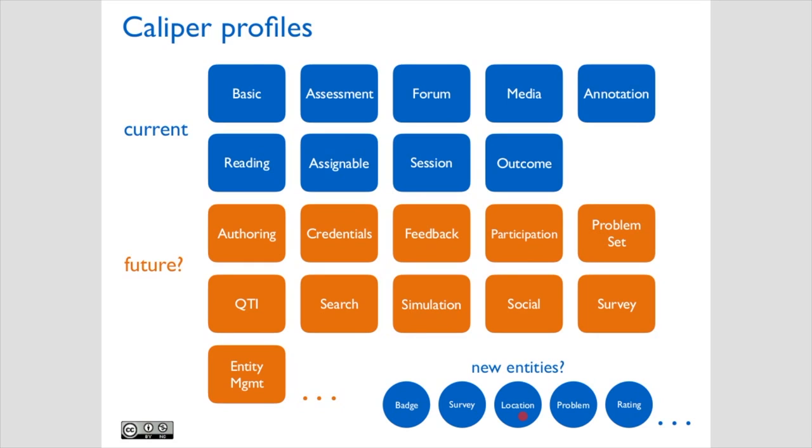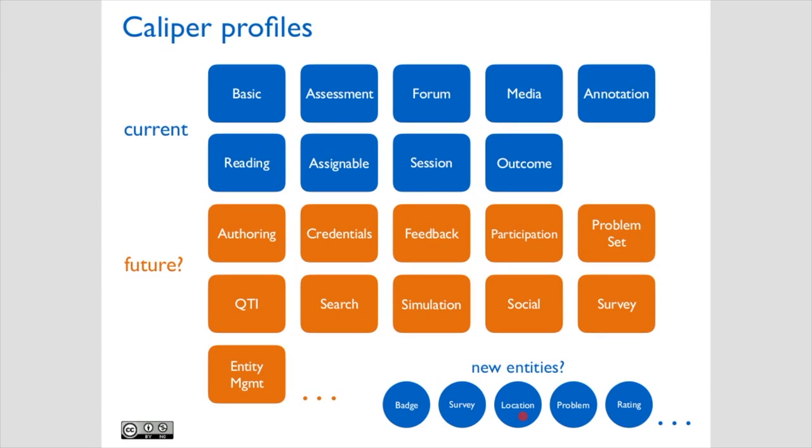It allows one to construct what we'll call a free-form Caliper event, where the only constraint is that you construct the event using described entities and draw your action vocabulary from the Caliper set of 60-plus actions at present. In other words, it's a very open-ended profile, which allows people to construct sets of events that aren't necessarily described in the other profiles.